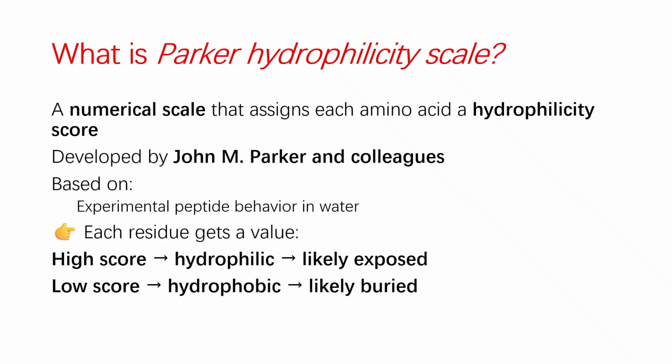What is the Parker hydrophilicity scale? It's a method used to measure how water-loving each amino acid is in a protein sequence. By scanning the sequence with a sliding window, it identifies hydrophilic regions that are likely exposed on the protein surface. These regions are important because they are potential antibody binding sites, also known as epitopes.